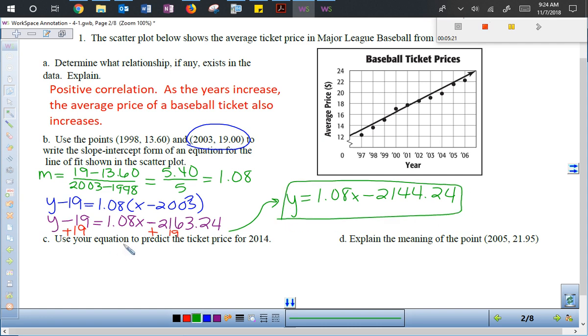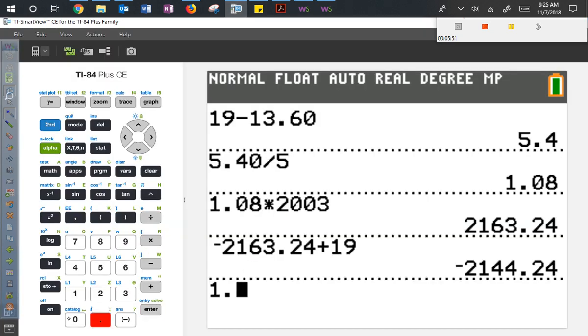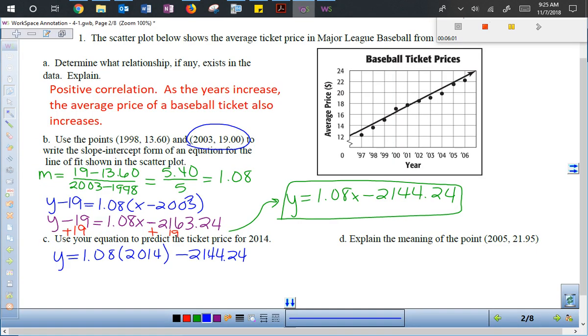On part C it says use your equation to predict the ticket price for 2014. So I'm going to use this equation, and if I want to know the price in 2014, years were in the x value, so I'm going to substitute 2014 in for x, so 1.08 times 2014 minus 2144.24, and I'm just going to substitute that directly into my calculator. So 1.08 times 2014 minus 2144.24. And we get an answer of $30.88.